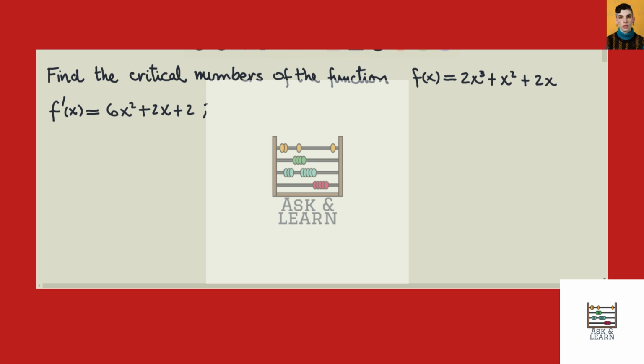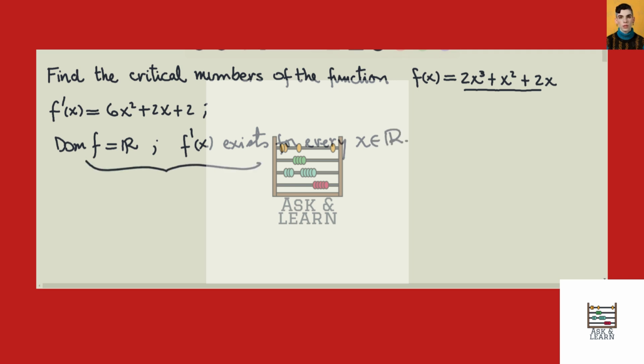The domain, in fact, of the function is the whole real numbers, because this polynomial is defined for every real number x. So the domain of f is R, the real numbers, and the derivative exists for every x in the real numbers. That is, these two facts together imply that the only critical points of the function f are those x for which the derivative is 0.